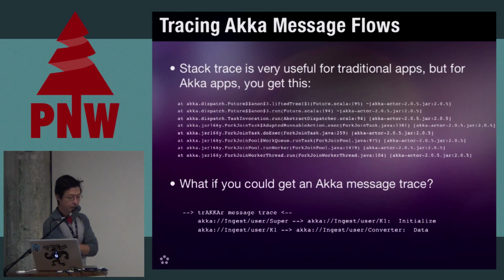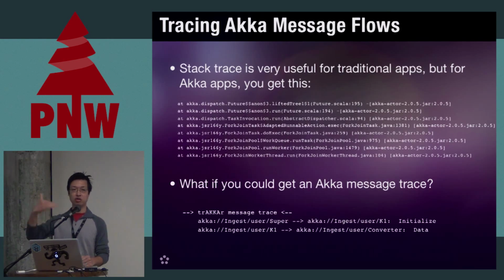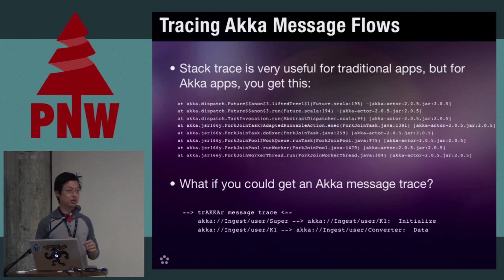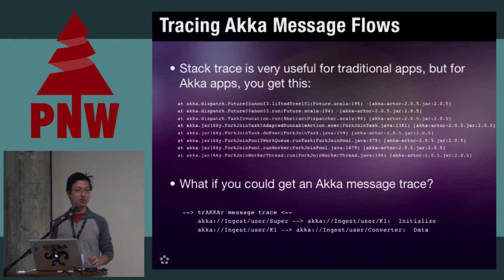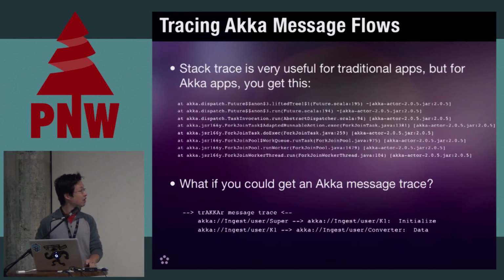So here's the thing. In a traditional Java app or Scala app, stack traces are pretty useful because every line tells you where the last caller was, and you can trace through your code and figure out what's been happening. If you ever looked at stack traces from Akka, this is not very useful. You'll see a lot of akka.dispatch or akka.jsr166y, which is the fork join pool. The reason is that every time Akka dispatches, it has to use this framework, so the stack no longer remembers where you've been.